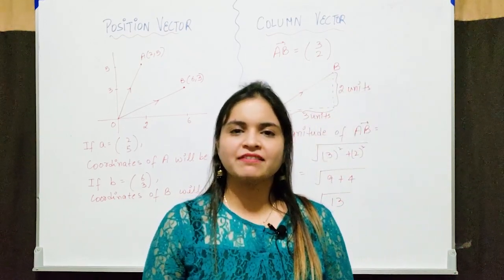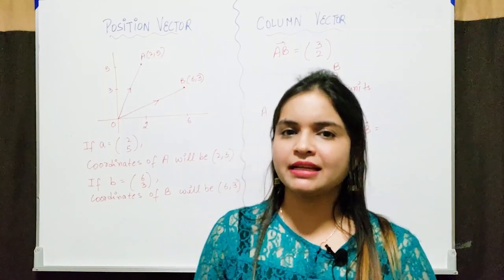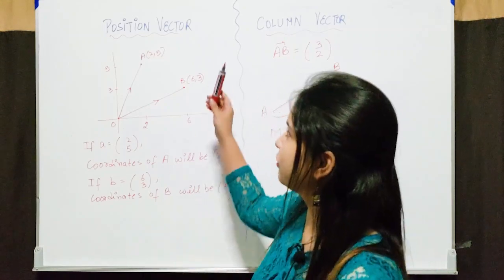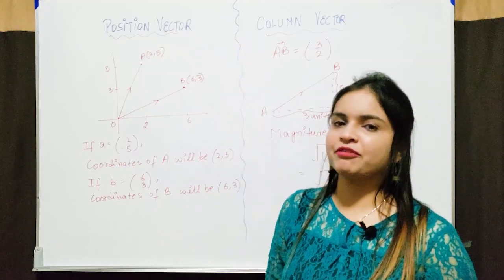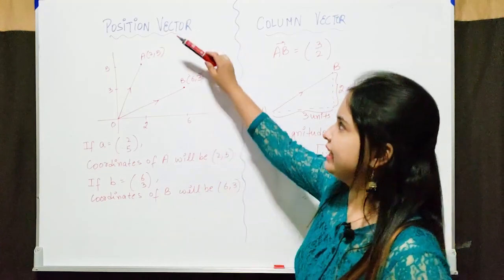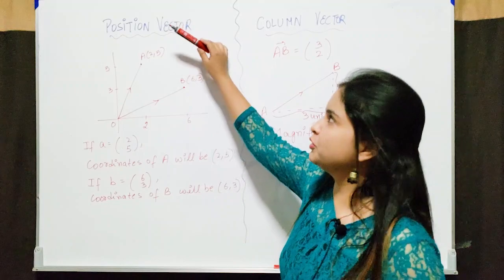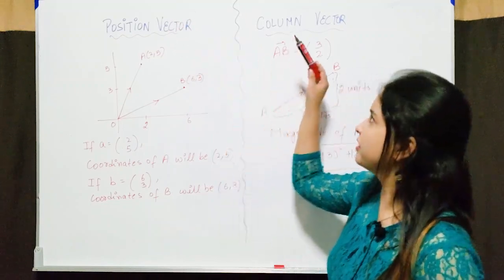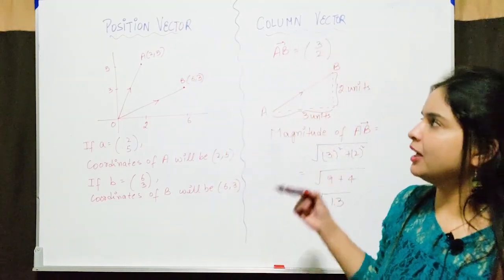In this video, I will tell you about position vector and column vector. Now, we can represent our vectors in two forms. Either we can represent them in position vector form or column vector form. Now, what is the difference?